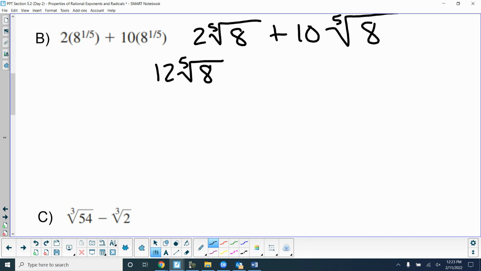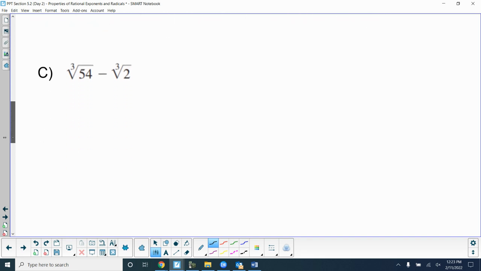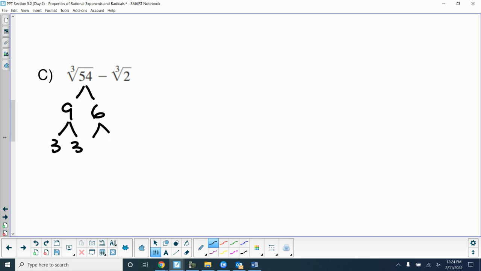All right. What about C? Can I subtract those? No. All right. So if you get to one like this and they're not the same, try to simplify. Can I simplify the 54? Yes. Can I do a factor tree? All right. I want to go 9 times 6. And then 3 times 3 and 3 times 2.